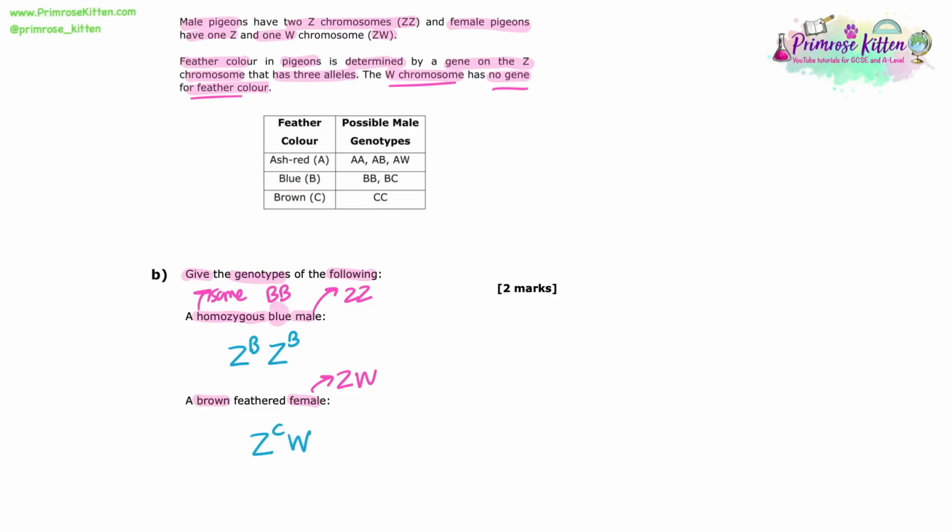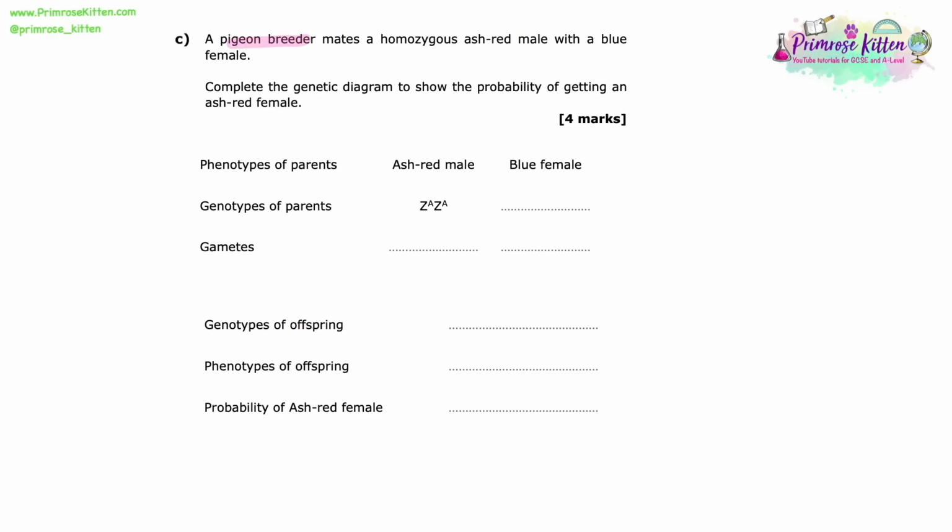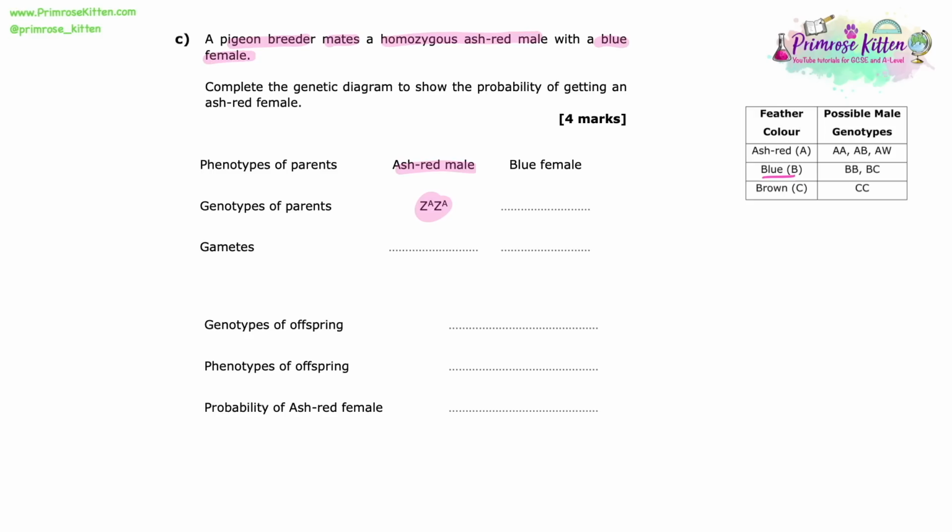A pigeon breeder makes a homozygous ash red male with a blue female. Complete the diagram to show the probability of getting an ash red female. So the ash red male is already filled in for us, so then we need to put in the blue female.